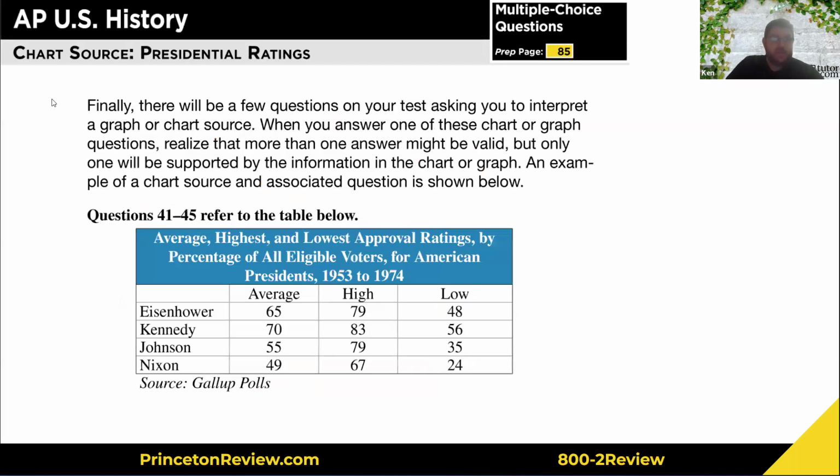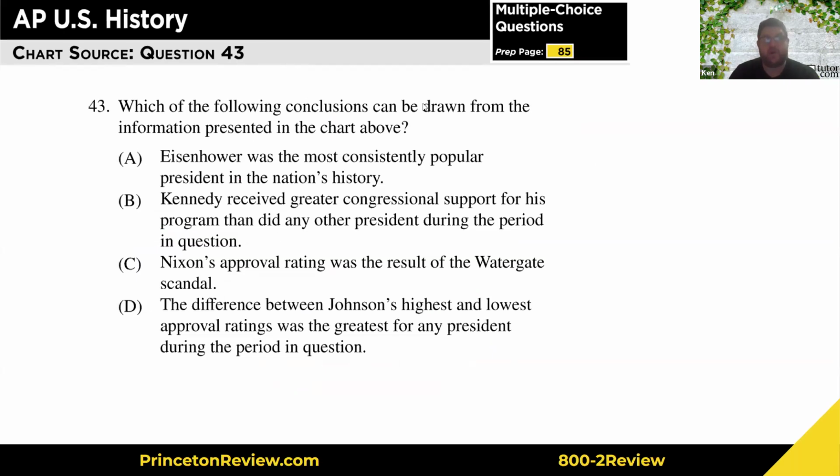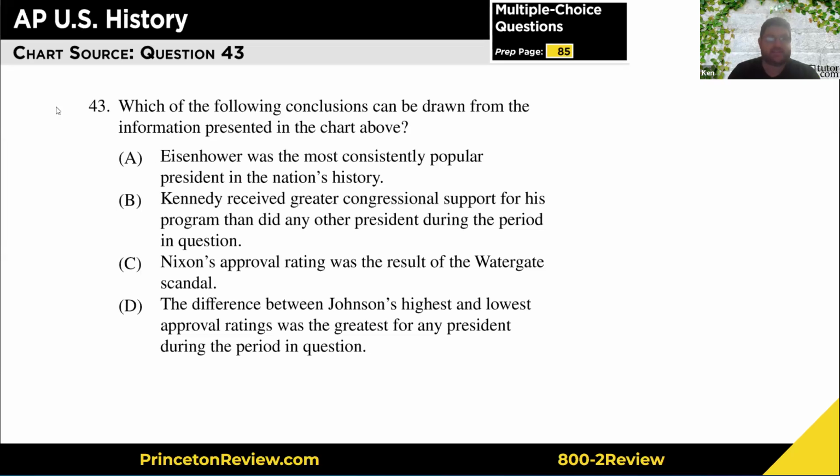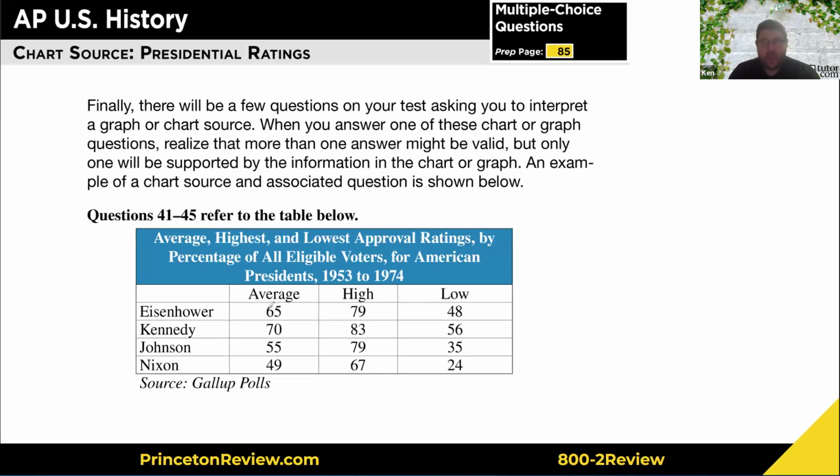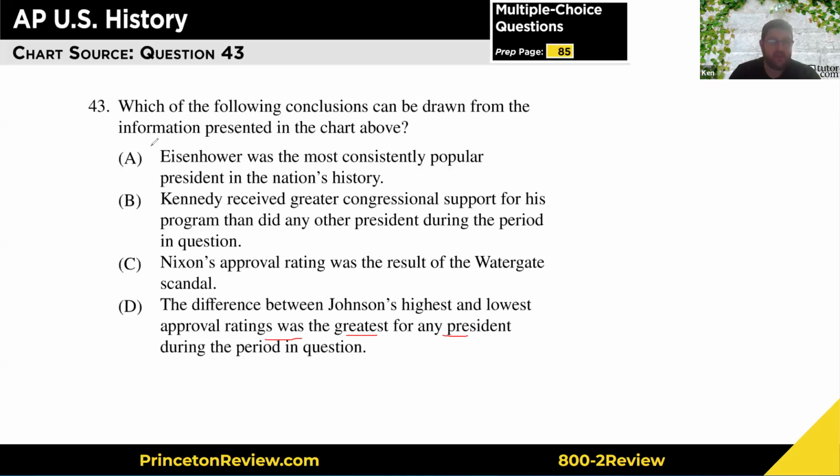Lastly, these questions can certainly also have charts or tables. And again, understand that while multiple answers may be right, only one of them will be supported by the graph. And so if you look here, a little bit of jumping back and forth, what can be drawn from the graph above? A, Eisenhower was the most consistently popular president in the nation's history. Well, if I look at the picture, I don't see how that's possible because Kennedy's numbers in popularity were all higher. So we're going to go with no, right?